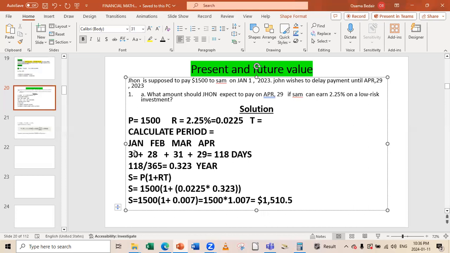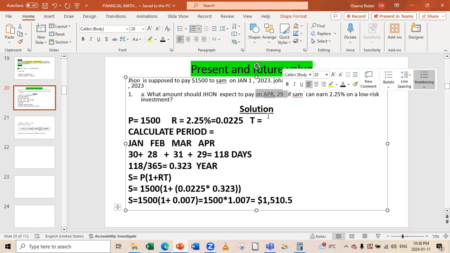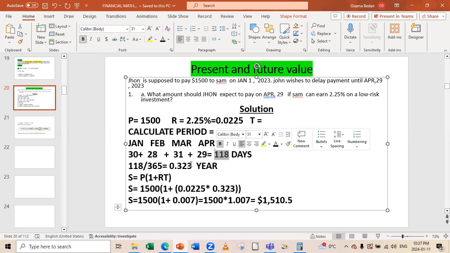January usually has 31 days, so 1 day is left, still only in Jan 30 days, plus February is 28 days because this year is 2023. Then March is 31 days. We knew this. Then April, including the day of the deposit or the day of the drawing, is 29 days. So when we add this, 3 and 2, 5 and 3, 8, all 118 days.